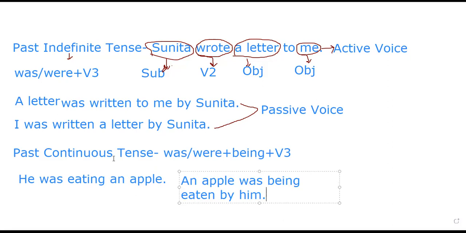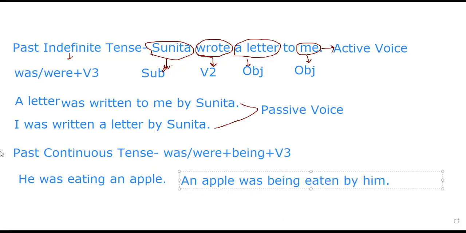So I hope now it's clear to you how to change a sentence in active voice in a particular tense to passive voice. Is it clear or not to everyone? क्लियर है मैम? सबको समझ आया ना कि एक्टिव वॉइस से पैसिव वॉइस और पैसिव वॉइस से एक्टिव वॉइस भी कैसे बनाना है. An apple was being eaten by him.